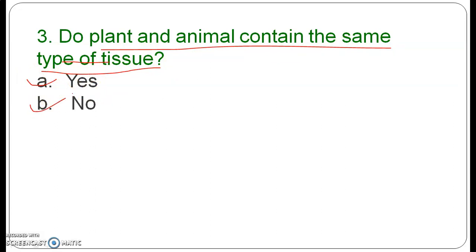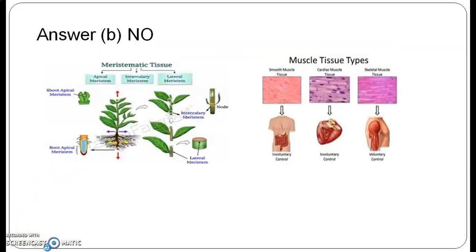What do you think? Plants are green, and we are also animals. So do we contain the same type of tissue if we compare plants with animals? What do you think, yes or no? The correct answer is no. Plants have very different tissues, okay?